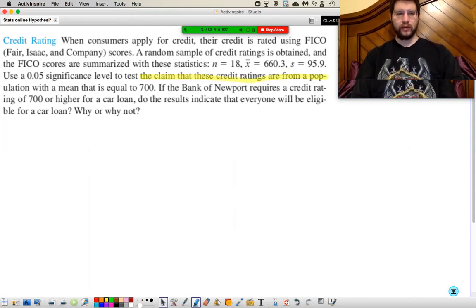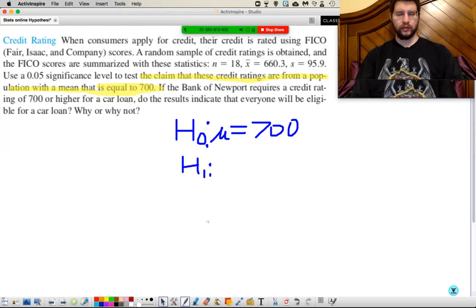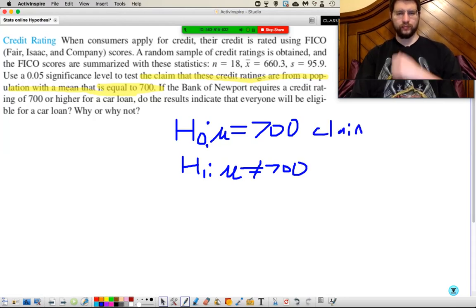Claim that these credit ratings are from a population with a mean equal to 700. That's my null: the mean equals 700. H1: the mean does not equal 700. That's my alternative, and the null is my claim.